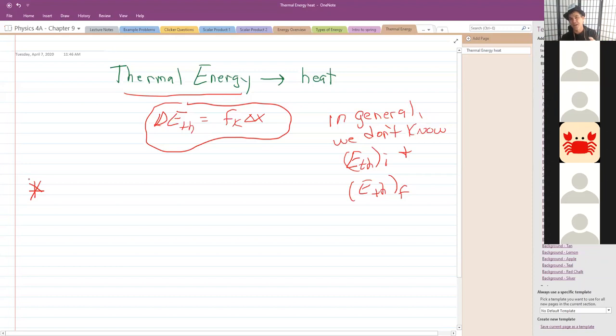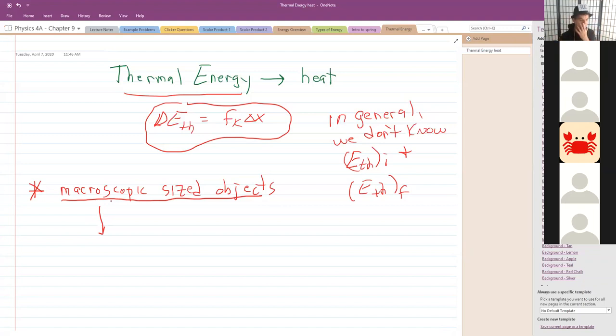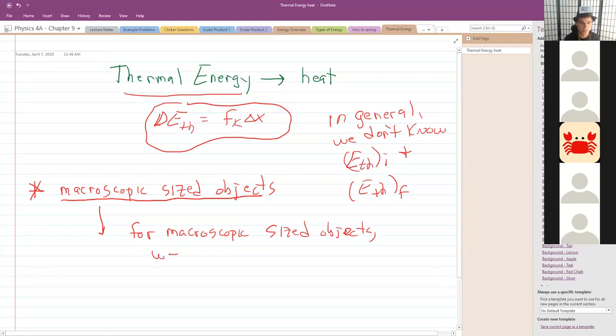So in the beginning, we were just kind of looking at particles. I had a single force acting on a single particle. Now we're going to start looking at macroscopic sized objects. Crates, boxes, things moving up and down inclined planes. And if I have macroscopic sized objects, in addition to kinetic energy of the object moving as a whole, there's also thermal energy of all the atoms and molecules that make up the object. So for macroscopic sized objects, we also need to consider thermal energy.